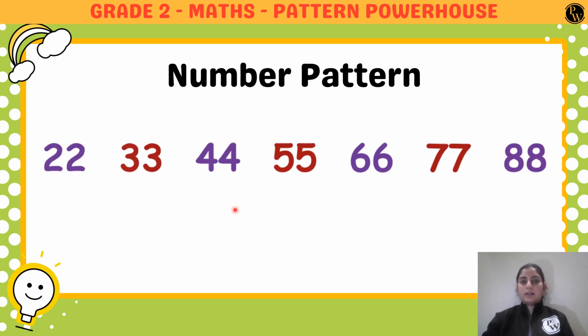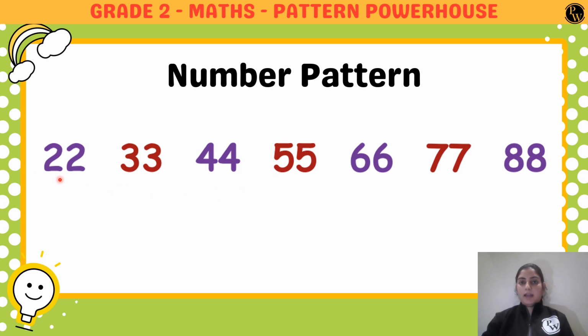Now let's understand the number pattern. Here we can see we have the number 22, then 33, then 44, then 55, then 66, then 77 and then 88, right? So what can you observe here? Correct. We can see an addition of 11 is being done to each number to get the next number.